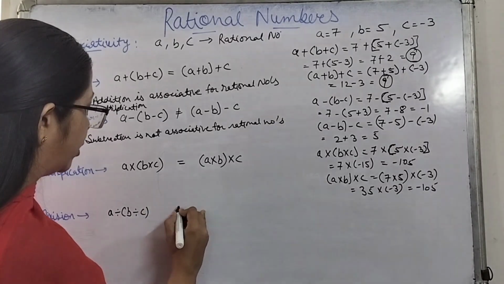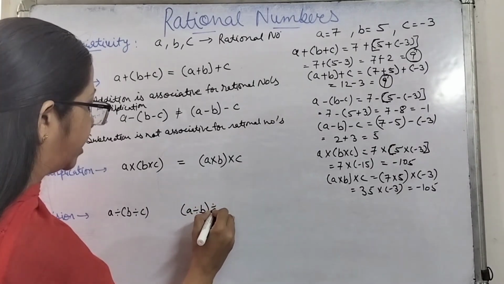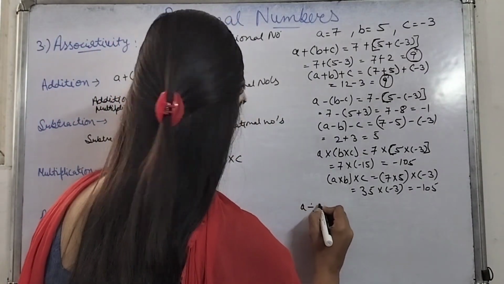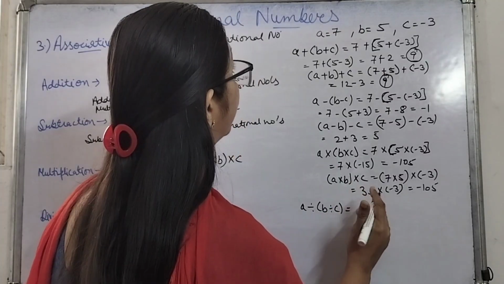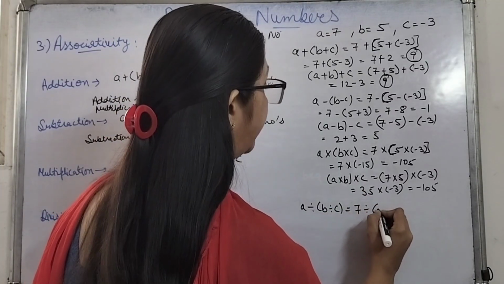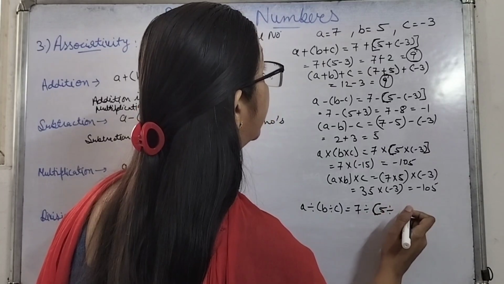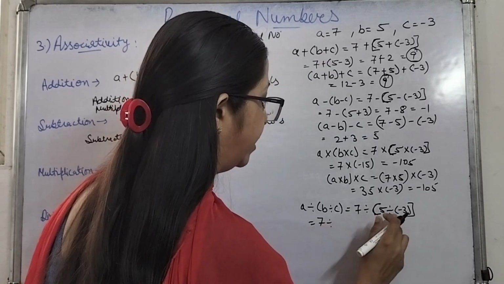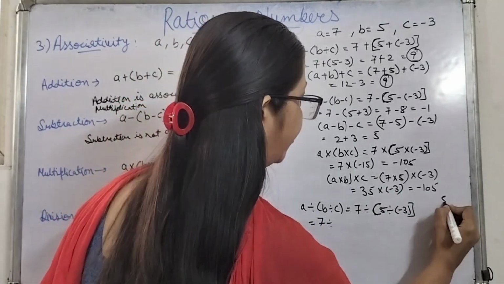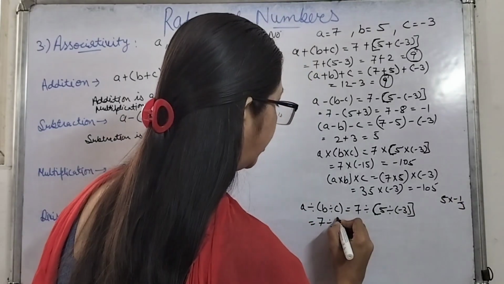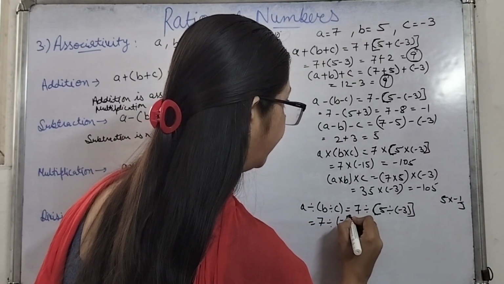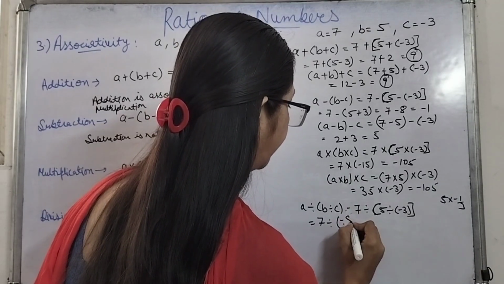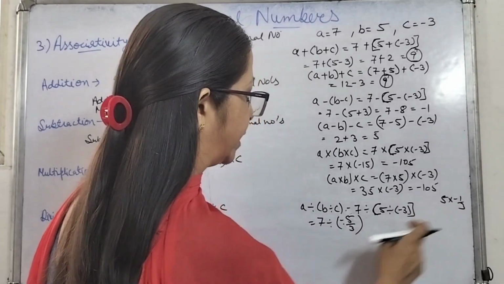And in the RHS, it will be A divided by B divided by C. We have to find these values. So first of all, we are taking A divided by B divided by C. Value of A is 7, B is 5, and C is minus 3. So it will be 7 divided by 5 divided by minus 3, which will be 5 multiplied by minus 1 upon 3. That will be minus 5 upon 3. Value of this will be minus 5 upon 3.